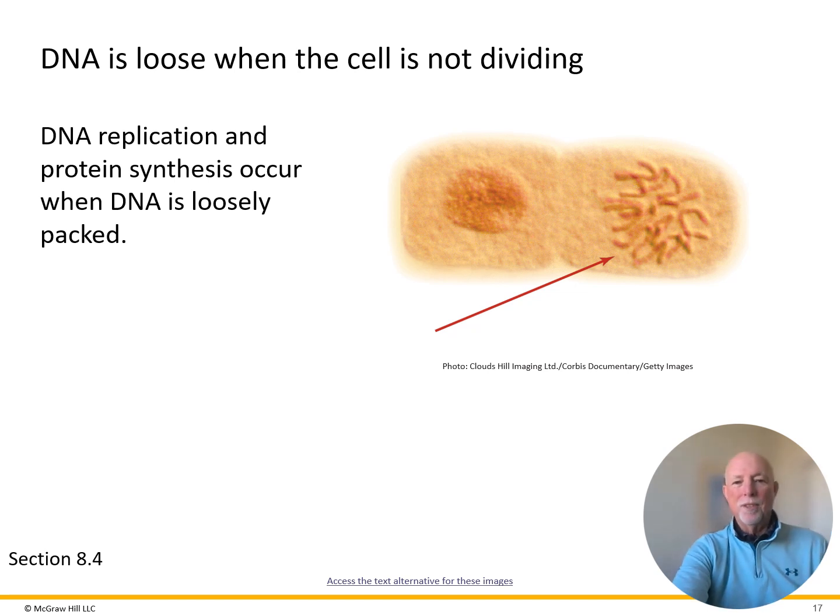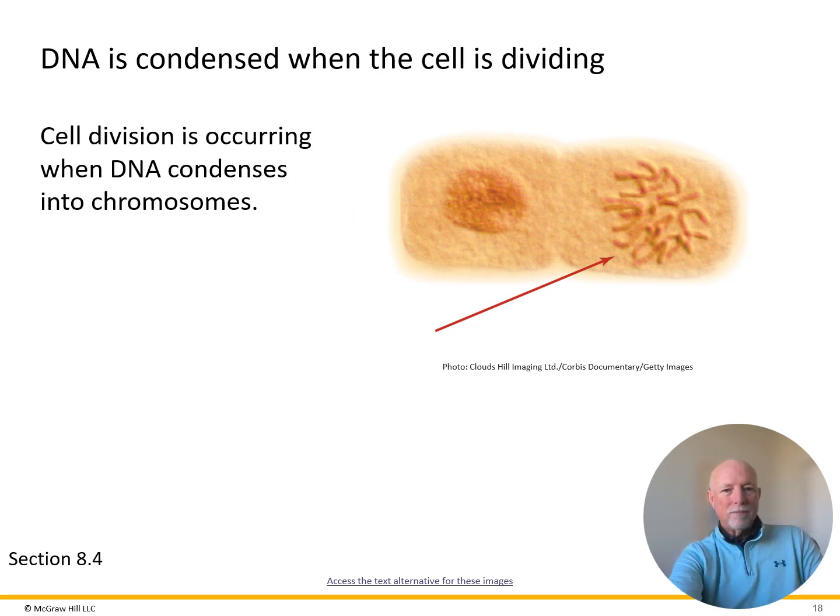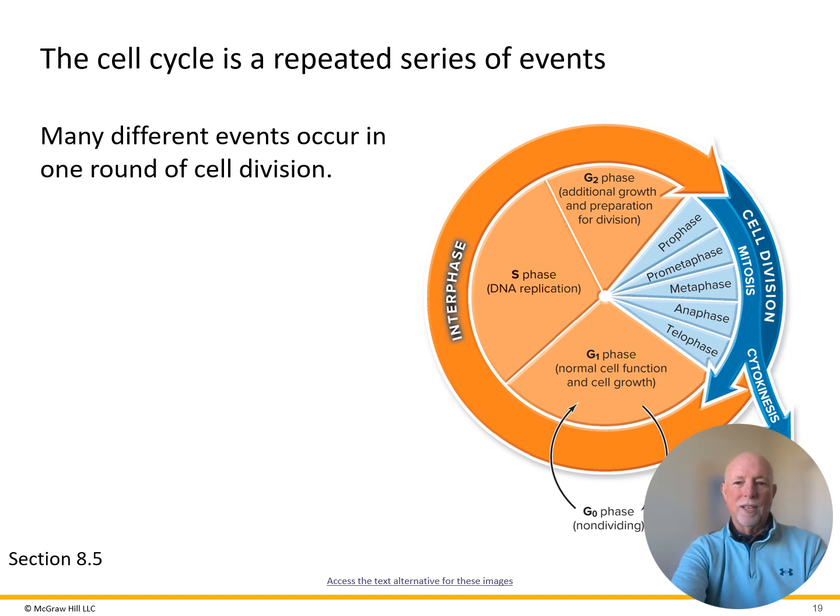So this is a cell that is in normal cell functioning. This is one that is literally going through cell division. The DNA is condensed. We can actually see it. We can see the chromosomes here under the microscope. And that's what happens when a cell is dividing.